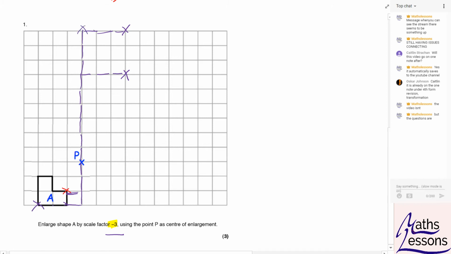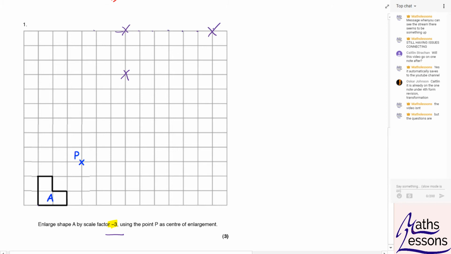1, 2, 3, 4, 5, 6, 7, 8, 9. Our new point is going to be there. I'm just going to rub out some of this working, so you can see what I'm doing. I'm just going to rub out these lines because these are construction lines. They're not part of our new shape. I'm just going to rub them out so you can see what we're doing.